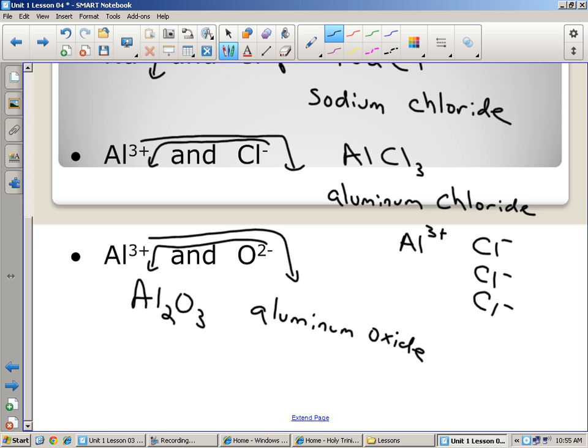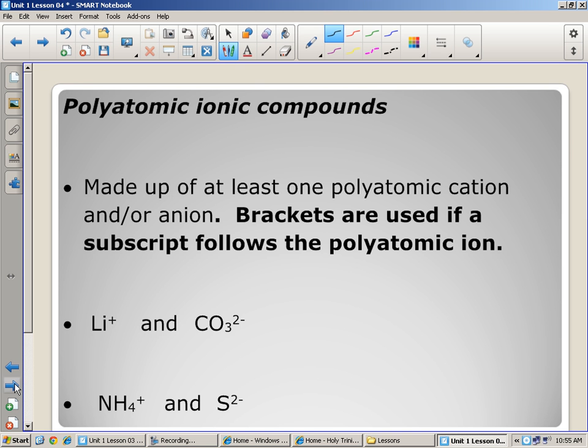Okay. Once again, I'm sure most of this stuff's review. We'll really get a good sense tomorrow after tomorrow's homework sheet. You'll get a good sense of if you know how to name these properly or not.